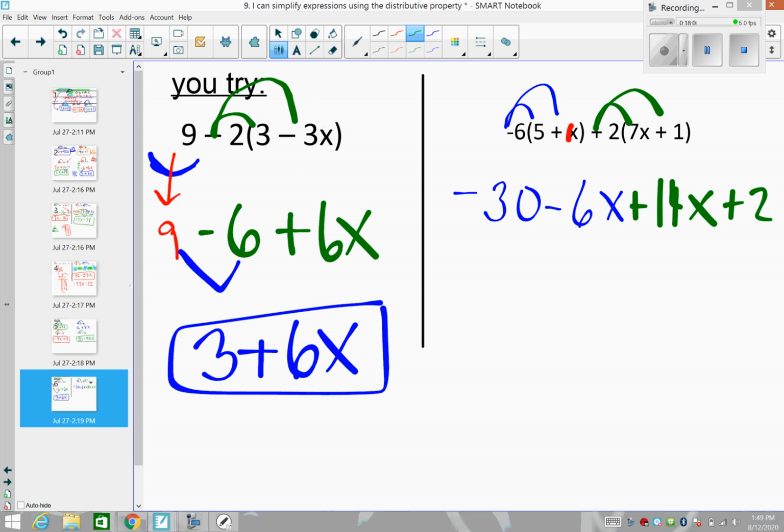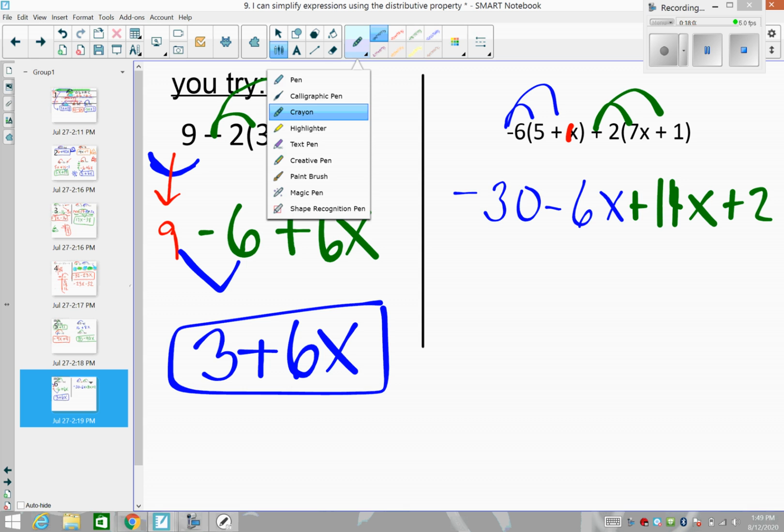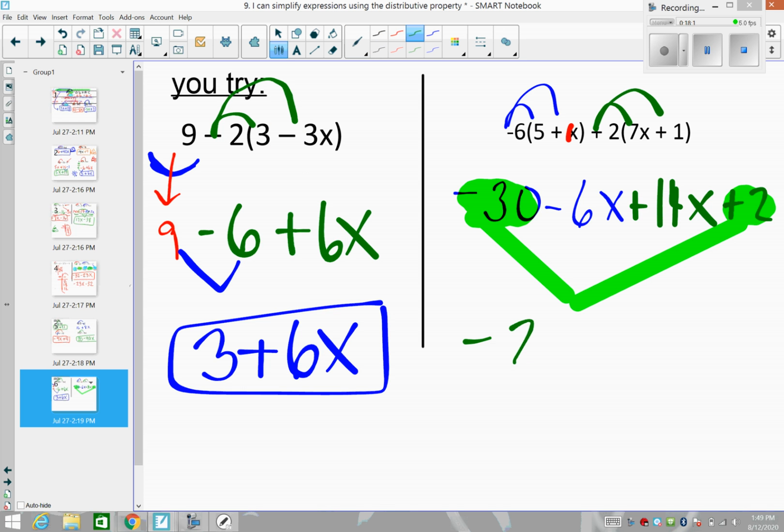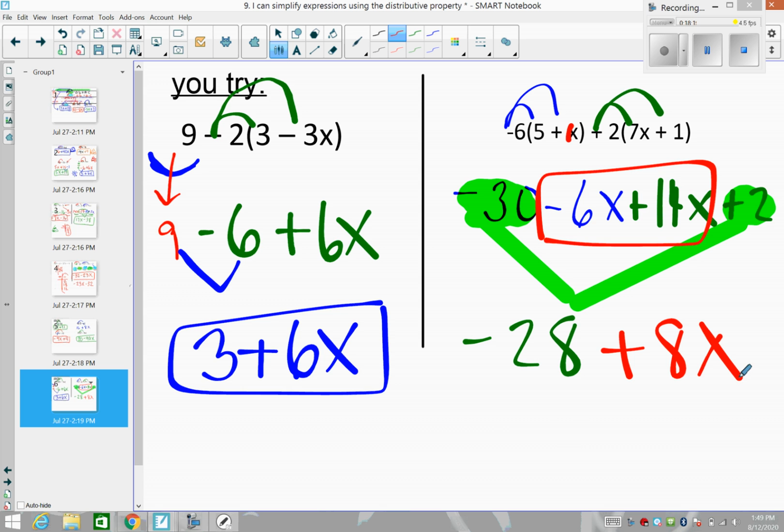Okay, so with that said, let's combine like terms. We have a -30 as an integer and a +2. That results in -28. And then combine like terms with our x's results in +8x. I know we did that problem somewhere. I feel like we did. So one of these is the correct answer for combine like terms.